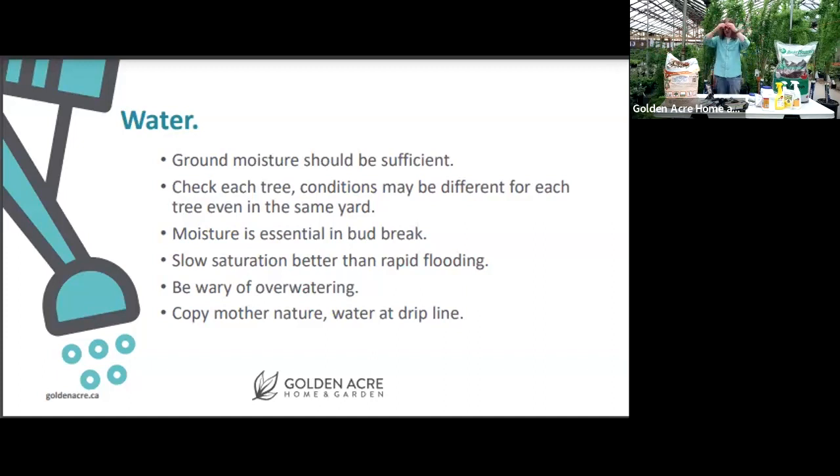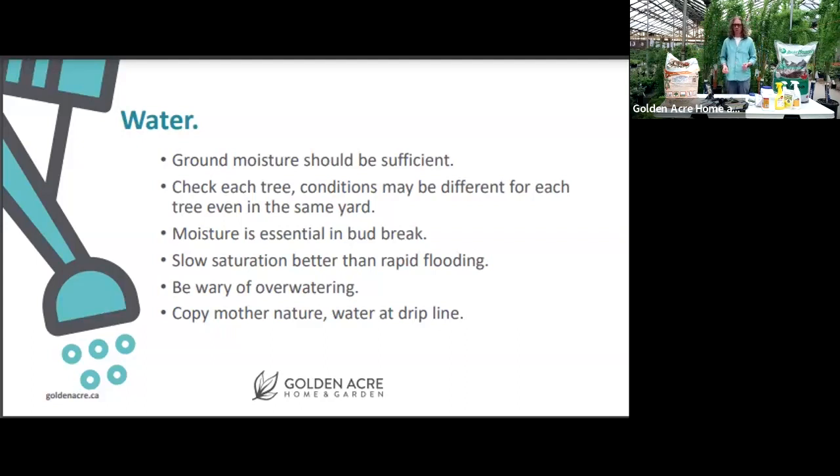Check to make sure your conditions haven't changed. Maybe another tree was removed, so now it's in full sun, but that tree also isn't taking as much water now. Okay. There's a number of factors that can change. We want to make sure we know what we're doing.